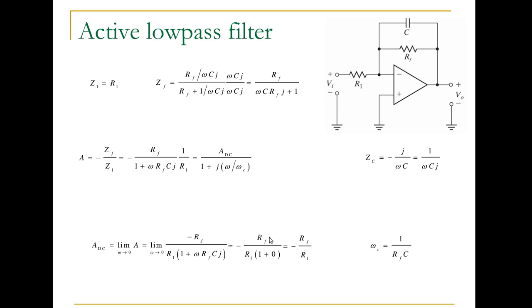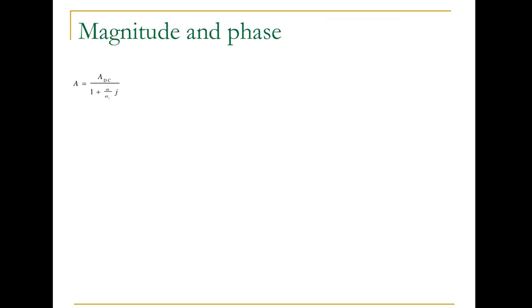We can substitute that value into our expression above, and we see that the gain for this system is the DC gain divided by 1 plus j omega over omega C. So that's called the cutoff frequency, and it's defined as 1 over feedback resistance times capacitance. Since we have a complex gain, there's going to be some phase shift.